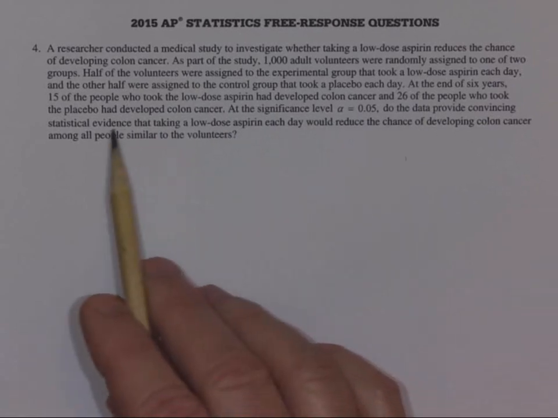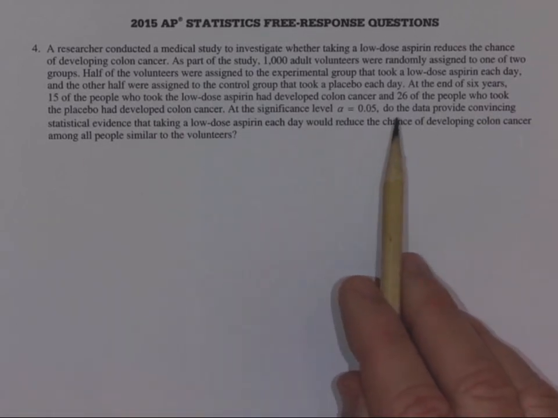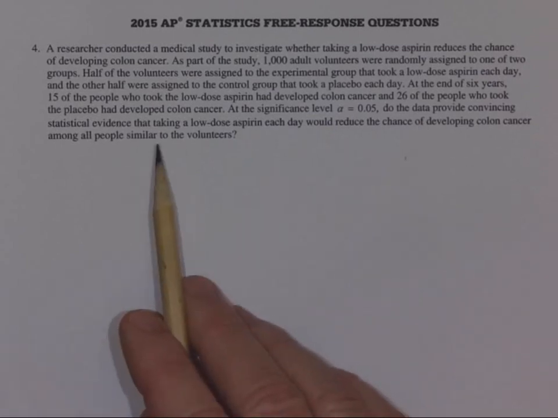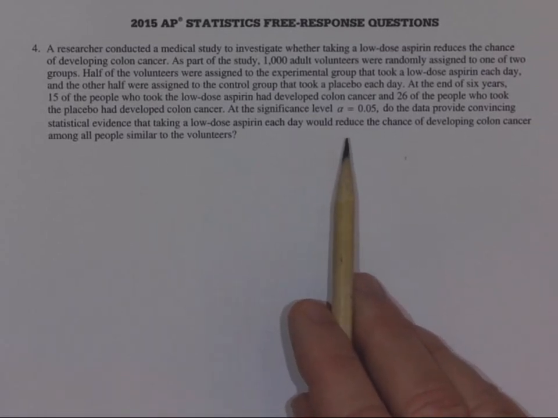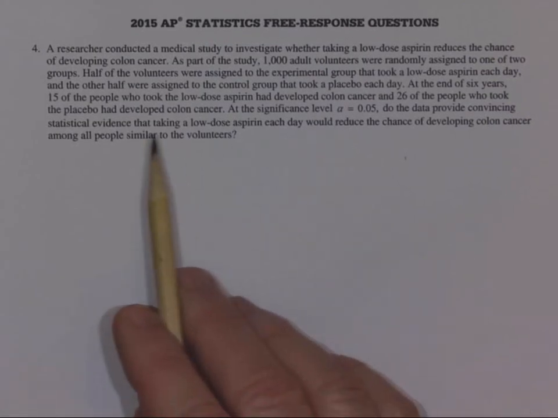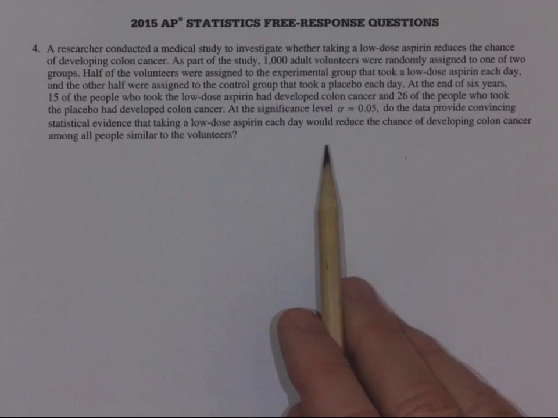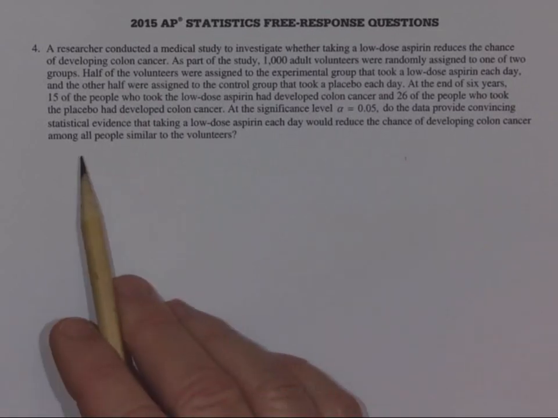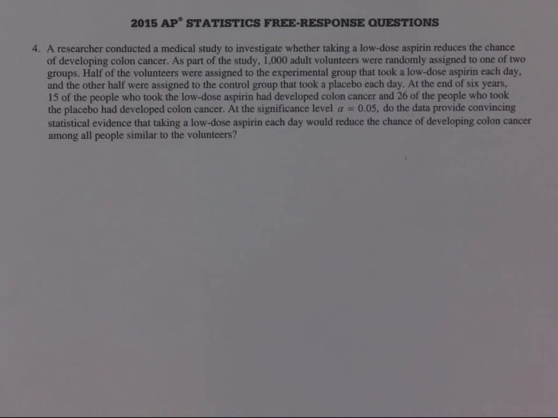At the end of 6 years, 15 of the people who took the low-dose aspirin had developed colon cancer, and 26 of the people who took the placebo had developed colon cancer. At the significance level of alpha equals 0.05, do the data provide convincing statistical evidence that taking a low-dose aspirin each day would reduce the chance of developing colon cancer among all people similar to the volunteers? Okay, if you want to pause the video and give that a try, that would be great.